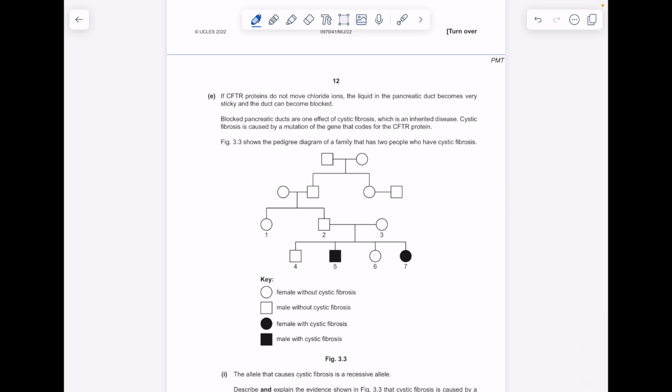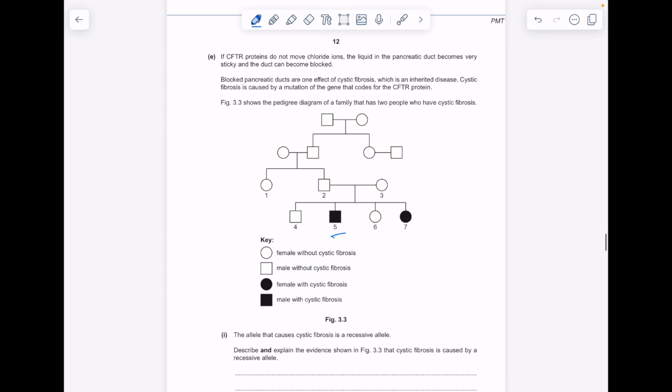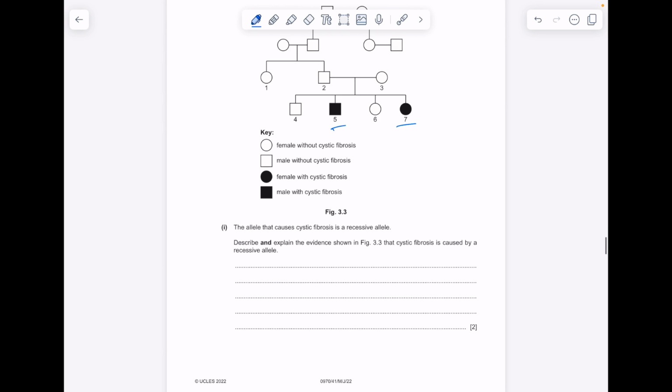If CFTR proteins do not move chloride ions, the liquid in the pancreatic duct becomes very sticky and the duct becomes blocked. Blocked pancreatic ducts are one effect of cystic fibrosis, which is an inherited disease. Cystic fibrosis is caused by mutation of the gene that codes for the CFTR protein. Figure 3.3 shows the pedigree diagram of a family that have 2 people with cystic fibrosis, person 5 and person 7. The allele that causes cystic fibrosis is a recessive allele. Describe and explain the evidence shown in figure 3.3 that cystic fibrosis is caused by a recessive allele.